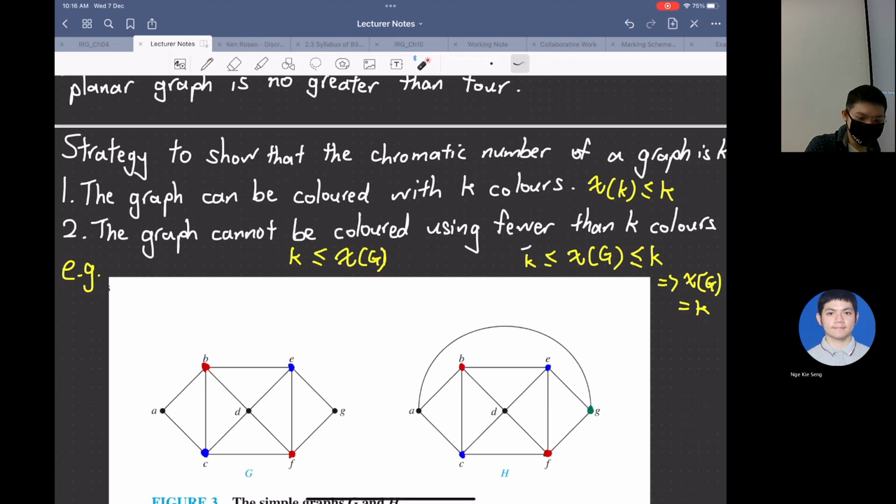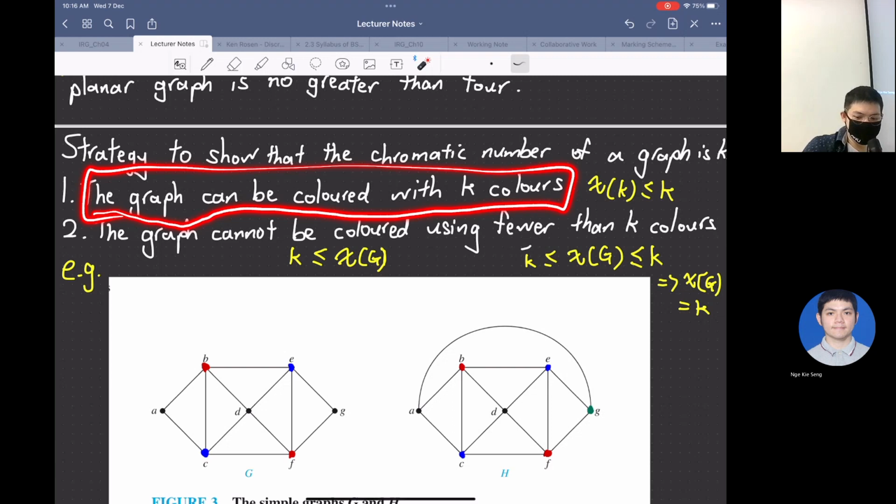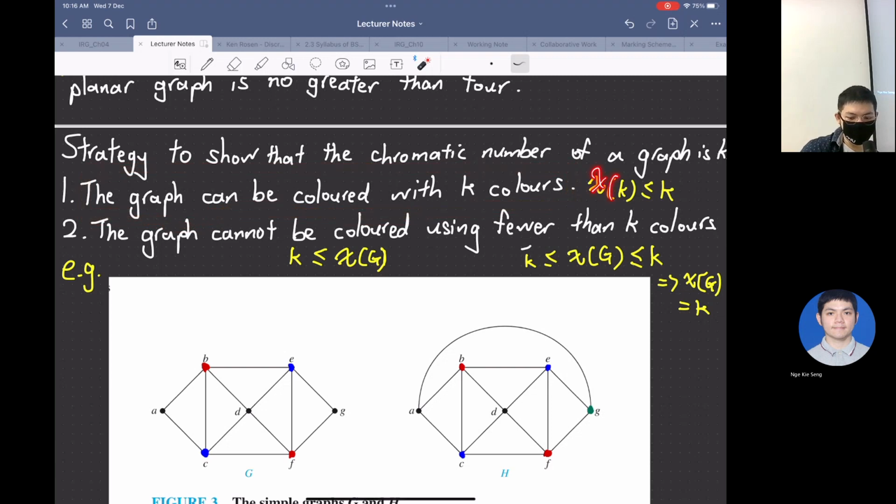So the first one says that the graph can be colored with k colors. That means the chromatic number is less than or equal to k, because the chromatic number is defined as the least number to color the graph. So every other number of colors has to be greater or equal to the least number. Get the logic or not? All other numbers have to be greater or equal to that number.